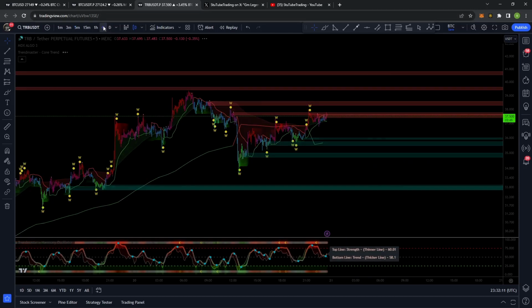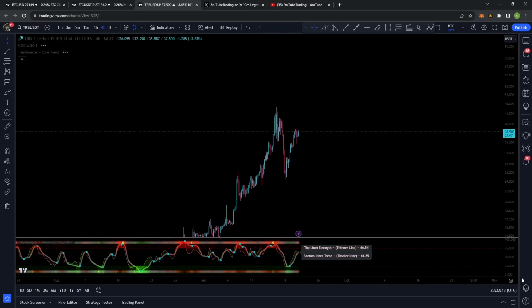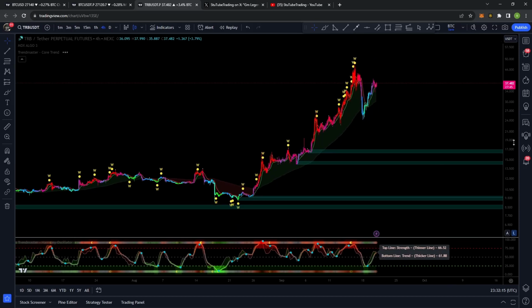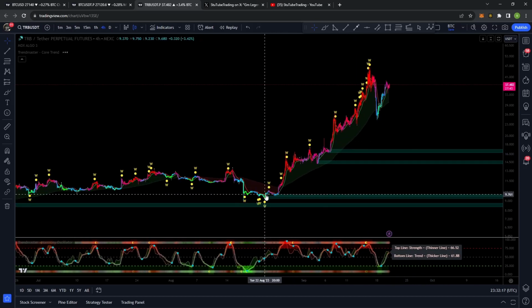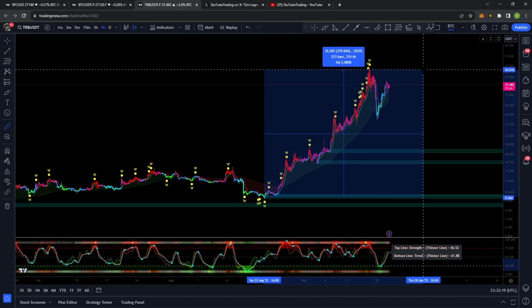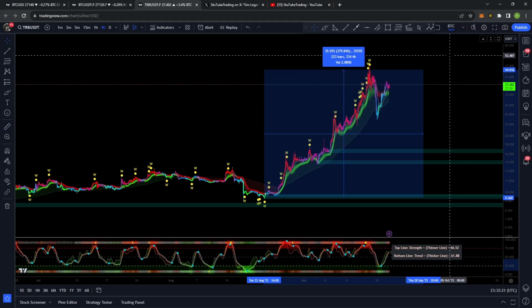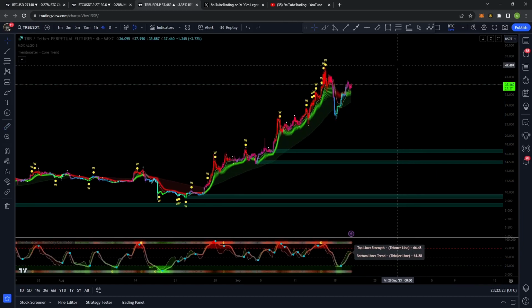TRB lately, let's just zoom out to the 4-hour chart. It's gone absolutely nuts. Well, Bitcoin basically just trades sideways. What kind of a pump are we looking at here? Almost 400%. That's absolutely huge.